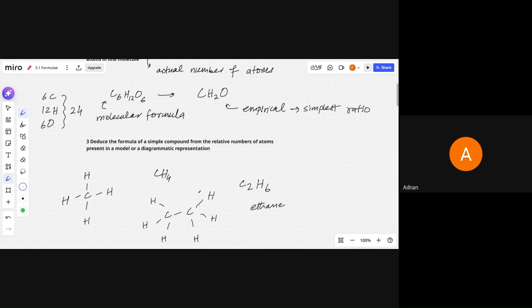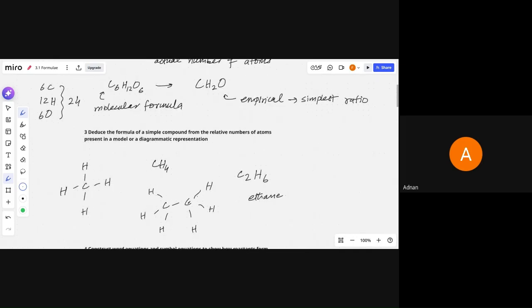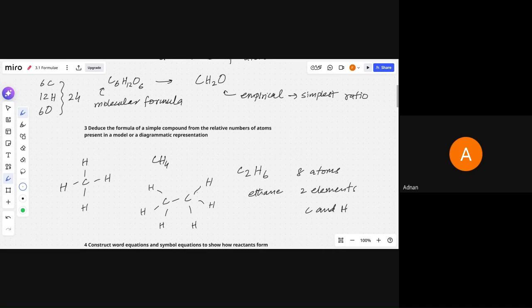Anyways, if someone asks how many atoms there are in this molecule, you add the total number of atoms. 6 plus 2, we have 8 atoms. And how many elements are involved? 2. We have carbon and hydrogen, right? So you must be able to read the question accurately and distinguish.